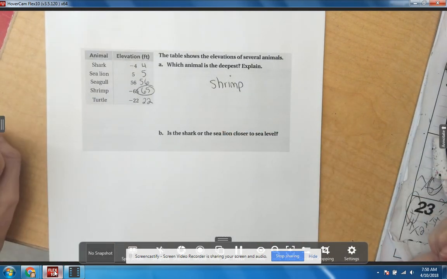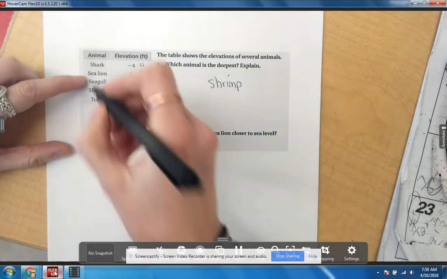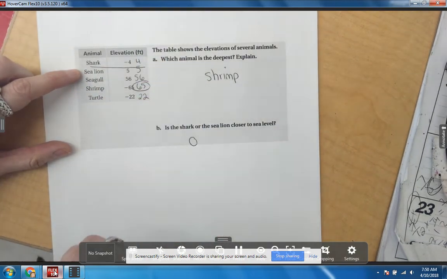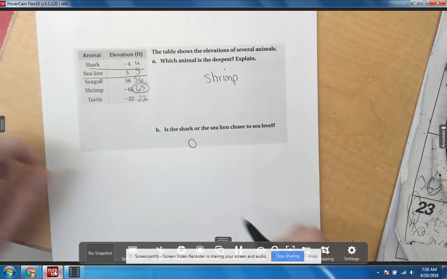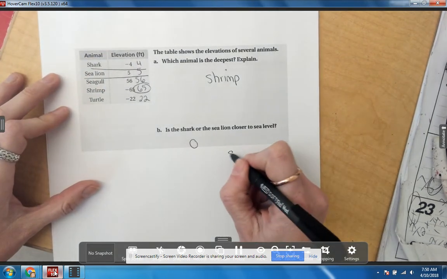B says, is the shark or the sea lion closer to sea level? So sea level means closer to 0. So we're looking at the shark and we're looking at the sea lion. And we want to figure out which one's closer to 0. That means which one is smaller out of the two. So that would be 4. So that would be the shark.